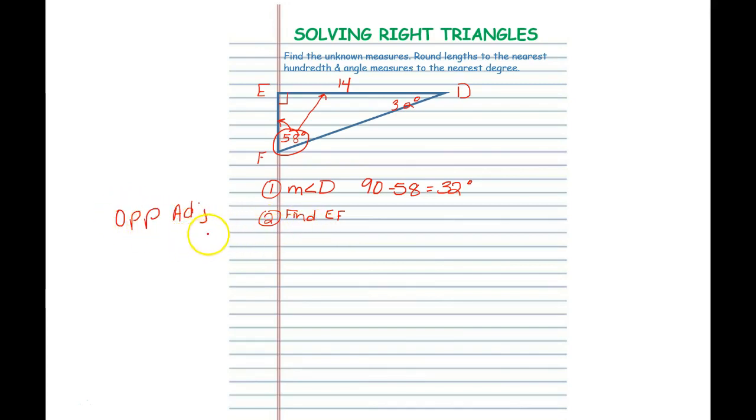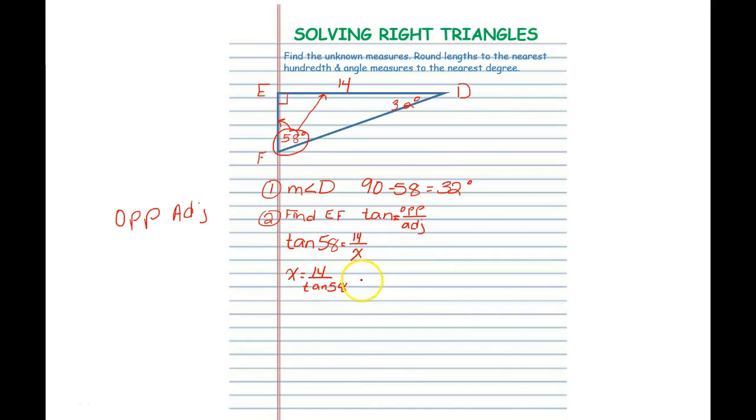Which trig ratio will you use? It will be the tangent, right? Tangent is opposite over adjacent. So we're going to use the tangent of 58 equals opposite, which is 14, over the adjacent, which is x. That's what we're going to find. All right, we're going to multiply both sides by x and then divide both sides by tangent 58. So you should end up with x equals 14 over tangent 58.